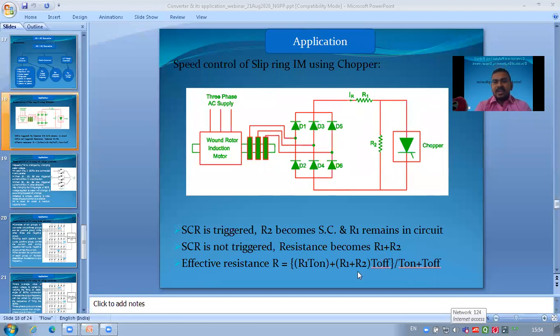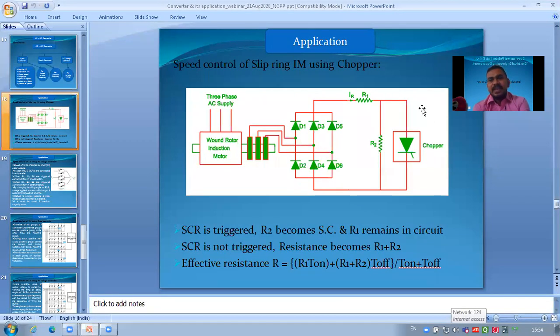Okay, if we combine these two time periods, we are switching this SCR, making it on and off, so it is a switching of the SCR. So the effective resistance is R equal to R1 into T on. During the T on time period, when the SCR becomes on, we have only R1 resistance in the circuit. So we can write R1 into T on, plus the T off time period.